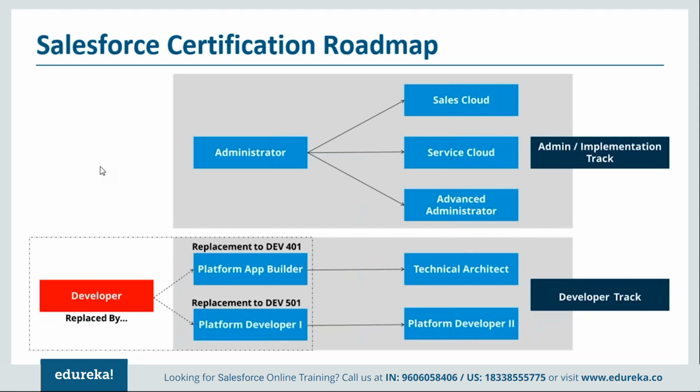So basically, there are two tracks. One is the developer track, and the other is the administrator track. Let me first go with the developer track. Formerly, we had two different certifications, something called Dev 401 and Dev 501. Now these two certification exams are replaced by, or rather renamed to, Platform App Builder and Platform Developer 1 respectively. Again, these two certifications are related to developing software applications on the Salesforce platform.